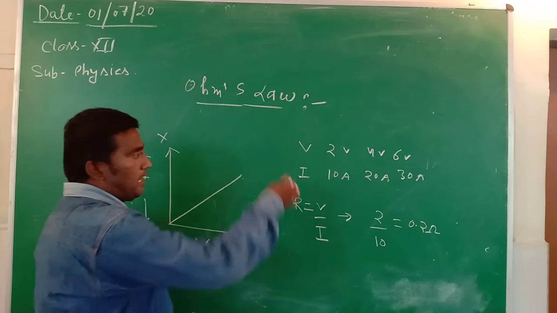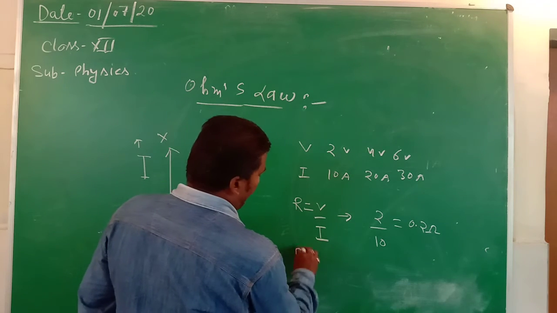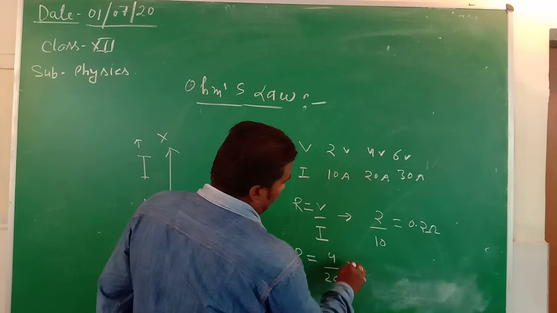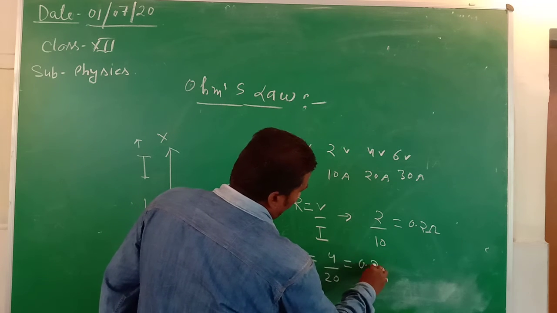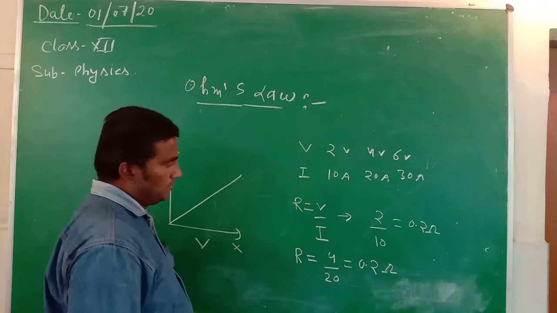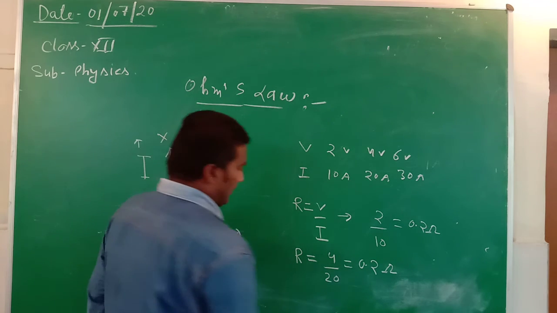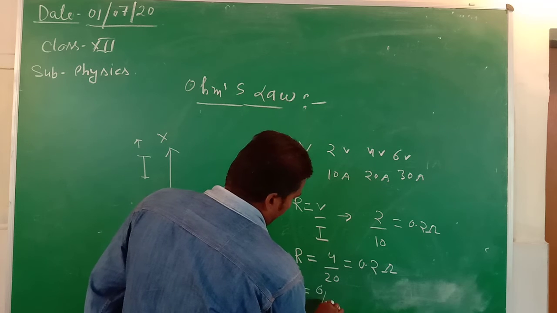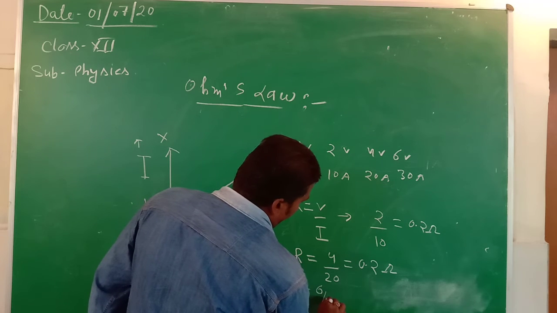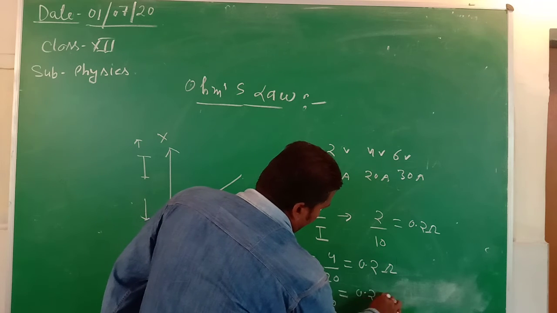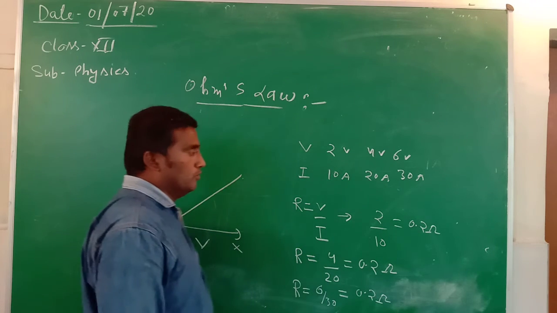Now we discuss another case. If the voltage is 4 volt and the current is 20 ampere, once again the resistance is 0.2. Now we observe the third case. If the potential difference is 6 volt and the current is 30 ampere, once again the resistance is 0.2.